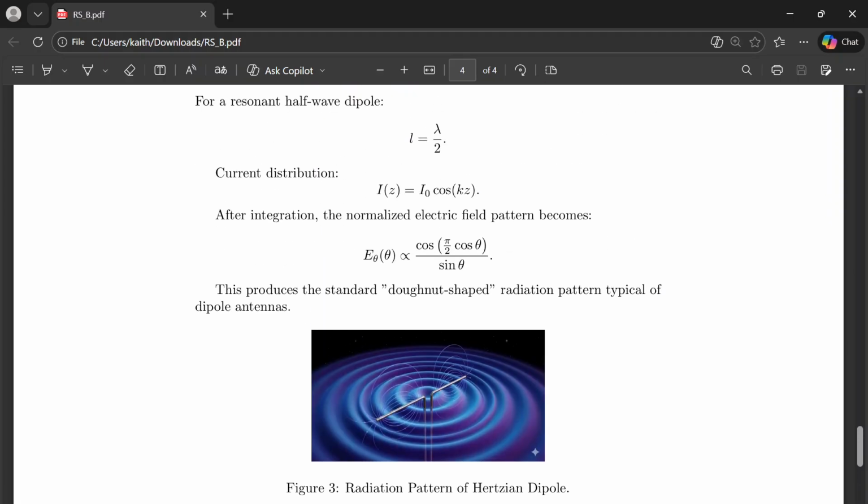In my next video, I'll be discussing some antenna parameters. After that, let's do some simulations to see how these fields appear for an ideal dipole, a Hertzian dipole, and some other dipoles.